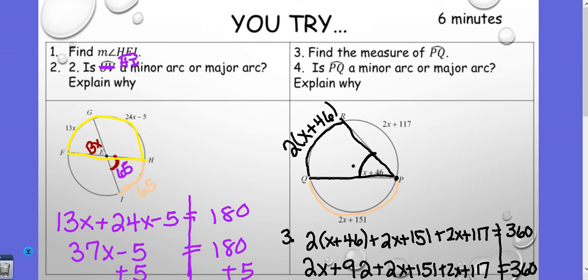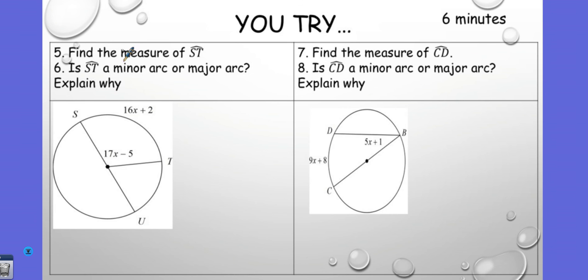All right, let's see what's next. Okay, the next question says find the measure of arc ST. So we're going to go here. Here is arc ST. And guess what? It has an angle that goes with it too. So since this is a diameter, it passes through the center of a circle. And the way you can recognize a diameter, even if they don't tell you, if there is a dot in the middle of the circle and the line passes through it, then that's a diameter.